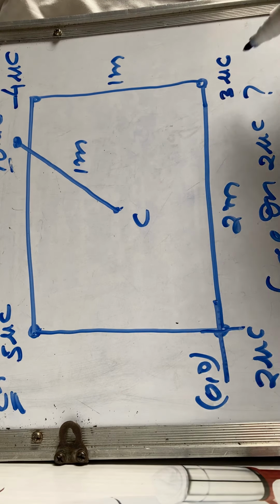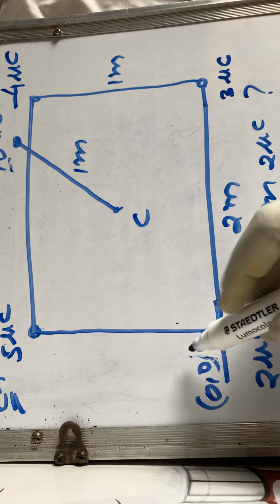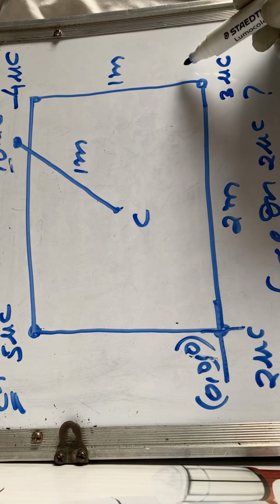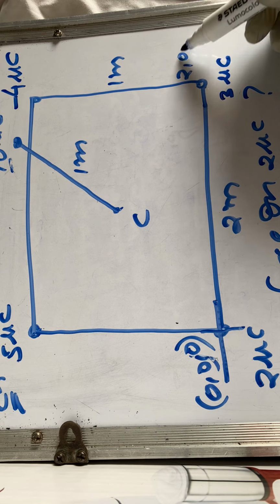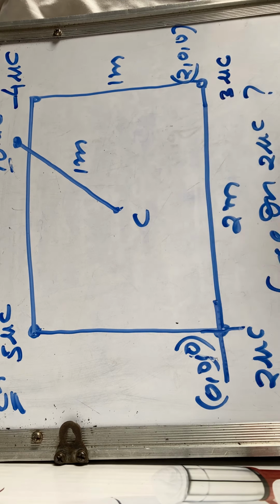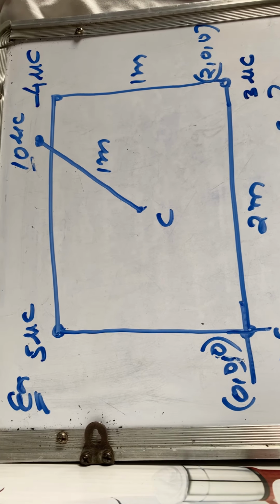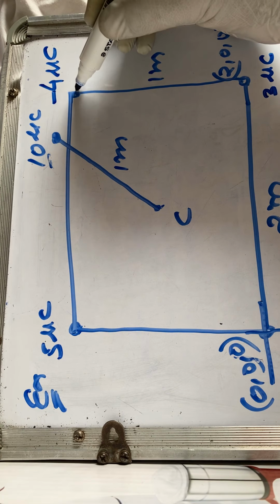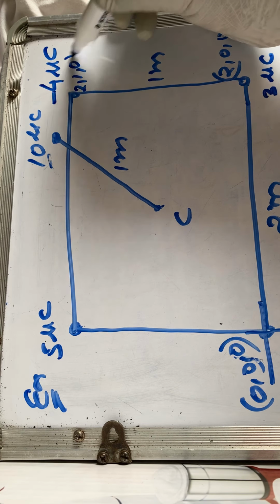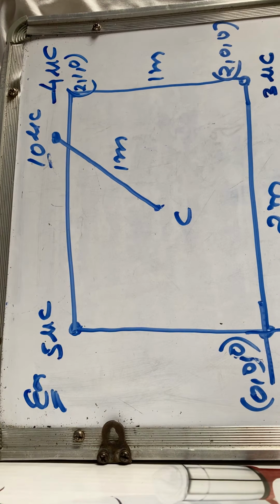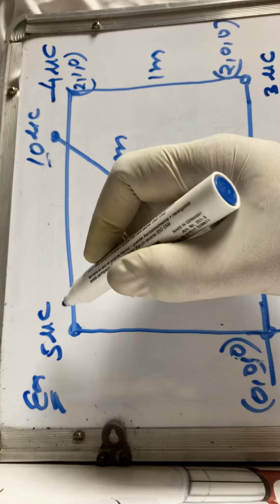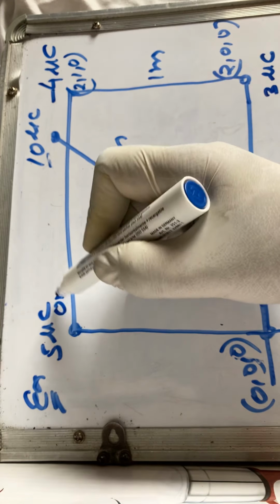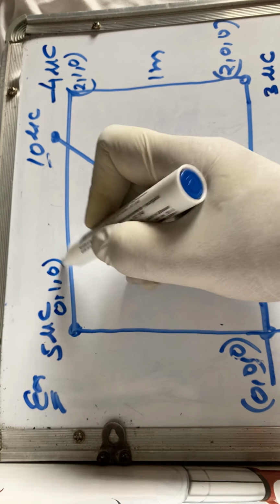The 3 microcoulomb charge would be at 2 0 0. Okay, and for the -4 microcoulomb charge, the coordinate would be 2 1 0. The coordinates of the 5 microcoulomb charge would be 0 1 0.